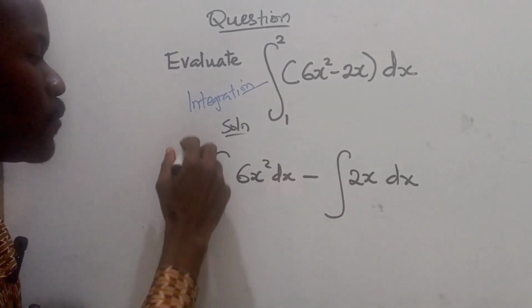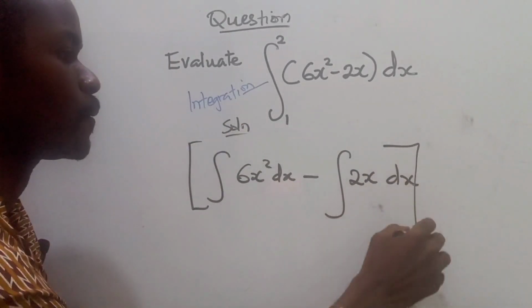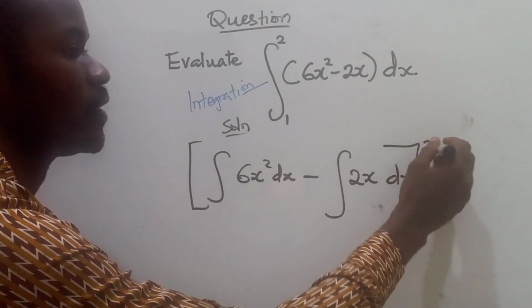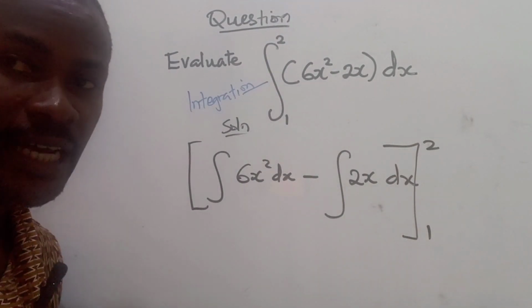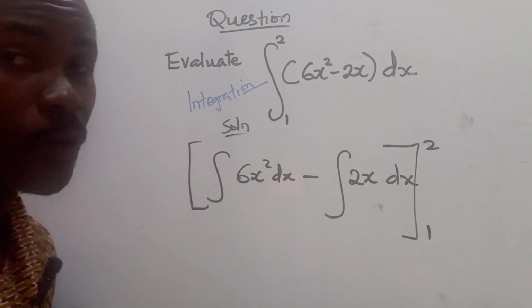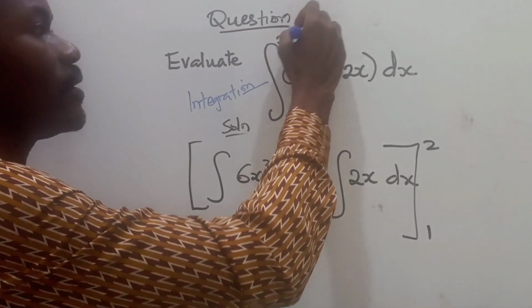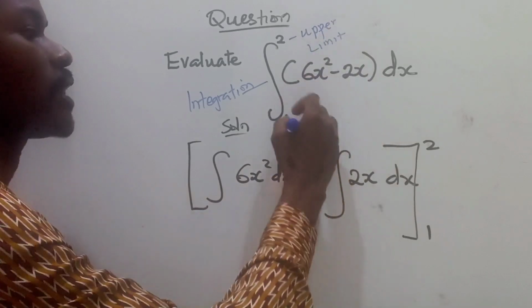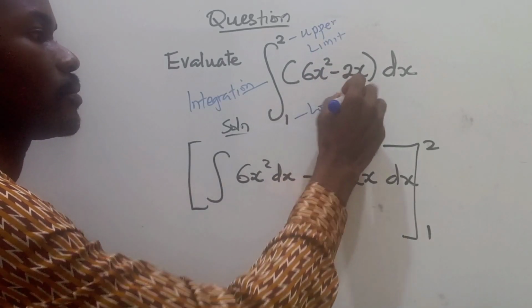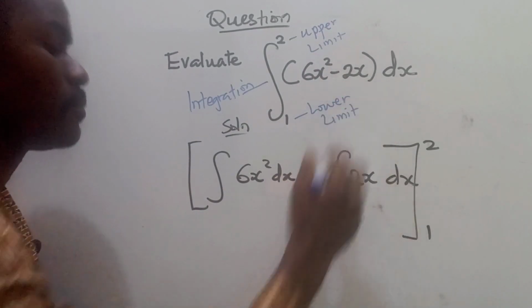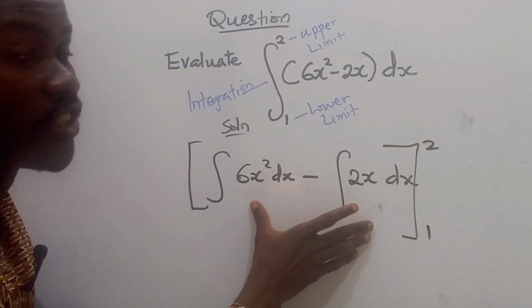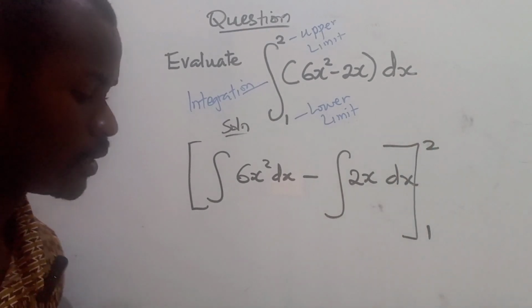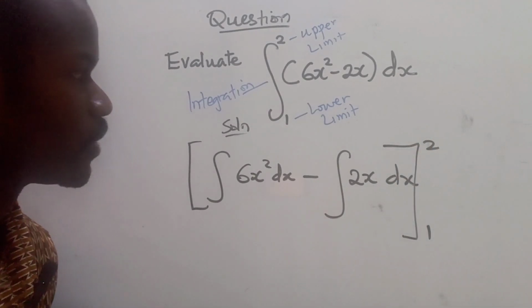Now when we do all this, we are going to bring these two values here, 2 and 1. Now what are those two values? They are called our limits. We have this as the upper limit and this as the lower limit. So let's differentiate this. Then we'll use the upper and lower limits to solve further.